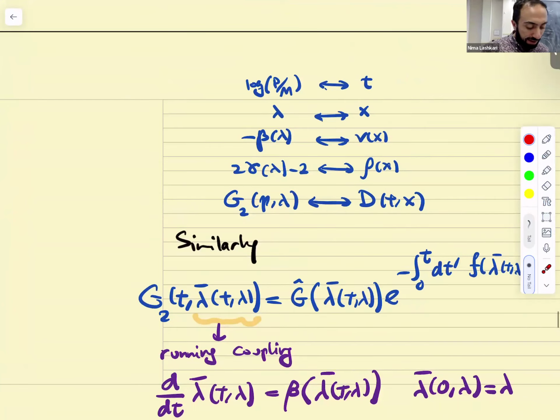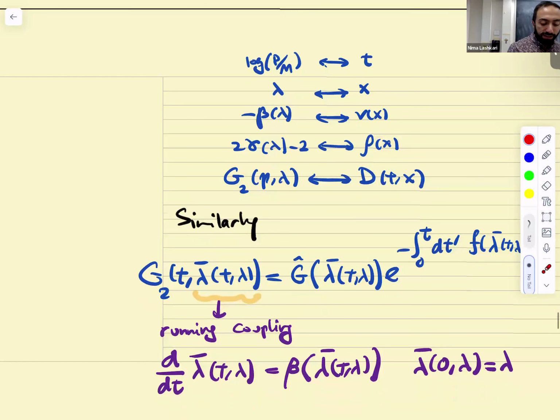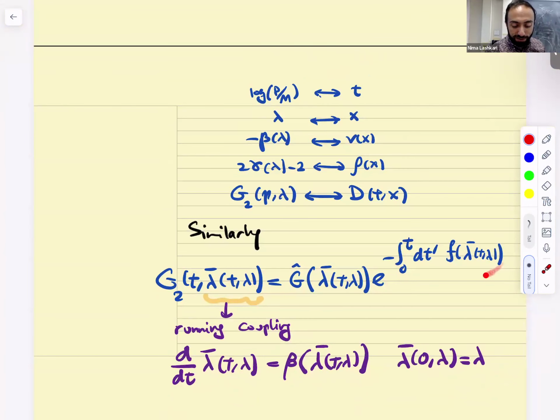So you just plug this in. What you find is that the 2-point function as a function of t, which was log of p over lambda, that is, as a function of the energy scale, the momenta of the external legs, is G of where the coupling is at that energy scale. So it will depend on the coupling. The coupling will evolve. And then meanwhile, you have to multiply by this exponent, which is taking care of the growth of the renormalization of the operators.